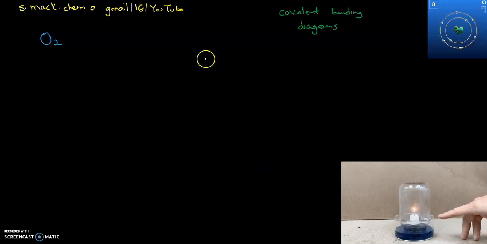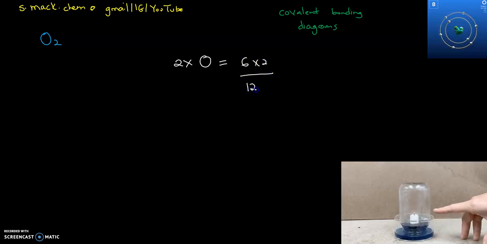So if we have an oxygen atom, it should have 6 valence electrons in its outer shell. Since we have 2 oxygen atoms, we should really have 6 by 2, which is 12 valence electrons in total. Now that we have calculated our total number of valence electrons, we're going to go back to our molecule and try to figure out its structure.